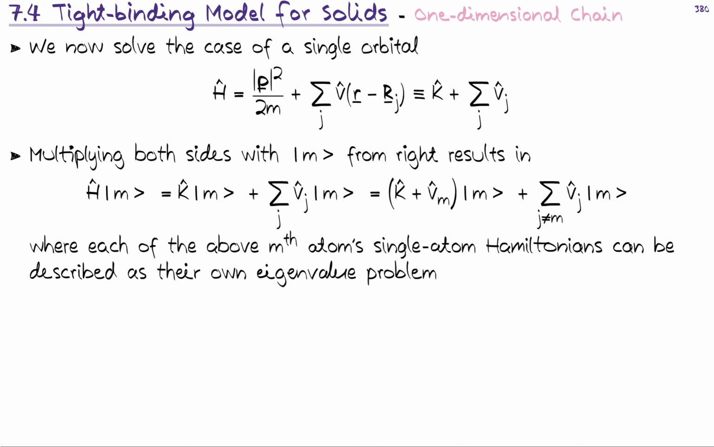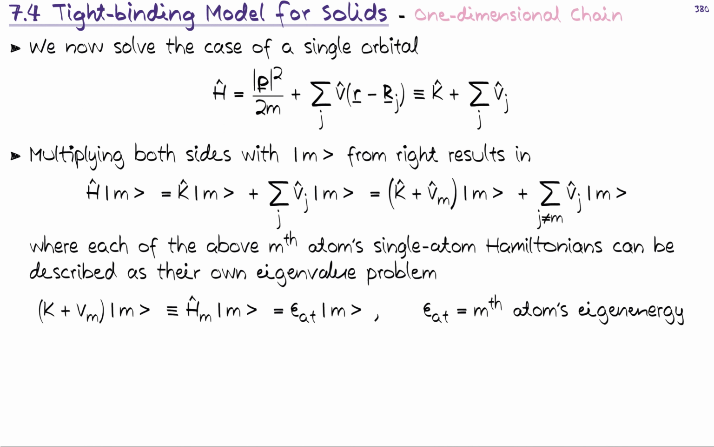It's its own eigenvalue problem, so we know that for this first term corresponding to the nth atom, we can get out an eigenenergy epsilon at, that is the nth atom's atomic eigenenergy. So this is the logic that we have here. This term can be very easily solved, because essentially it's a one atom Hamiltonian corresponding to the nth atom, and then we get the energy out. And this is nice because it really simplifies the math quite a bit.